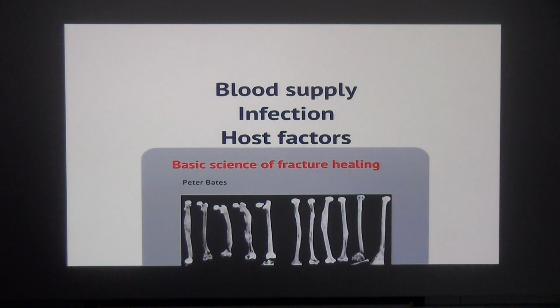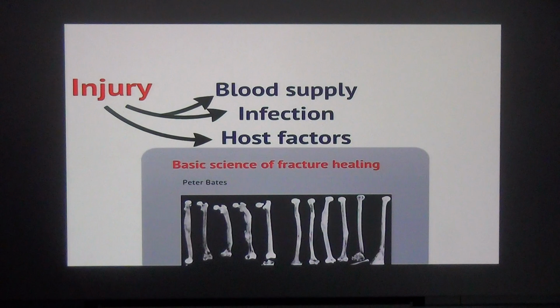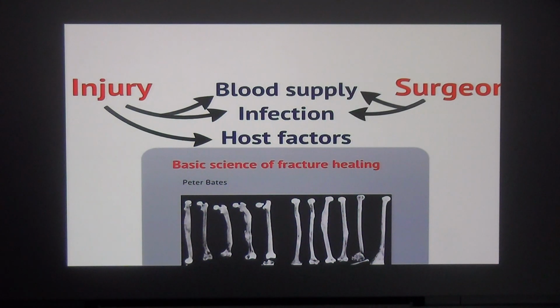When you think about it, the injury impacts all of those elements, and the surgeon also influences a bunch of those as well. You influence blood supply in terms of how you choose your treatment, how much periosteal stripping you do. You influence infection, because if you're making a massive incision, that has a higher likelihood of infection than if you're doing something tiny or closed. And of course host factors, which the surgeon also impacts.